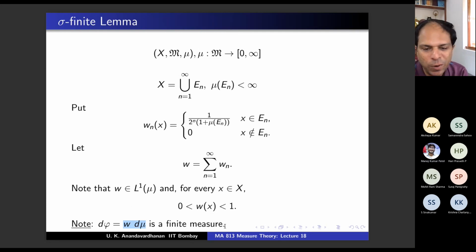Not only that, the most important point I forgot, I will add before putting it on Moodle. That's the important point in this note, not that it's a finite measure, which is obvious. This measure phi and this measure mu have the same sets of measure zero. If mu of E is zero, then phi of E is zero. If phi of E is zero, then mu of E is zero, because W is strictly positive and cannot vanish. If mu of E is zero, of course, then phi of E is zero. So this we are going to use many times: many sigma finite arguments we will convert to finite measure arguments.